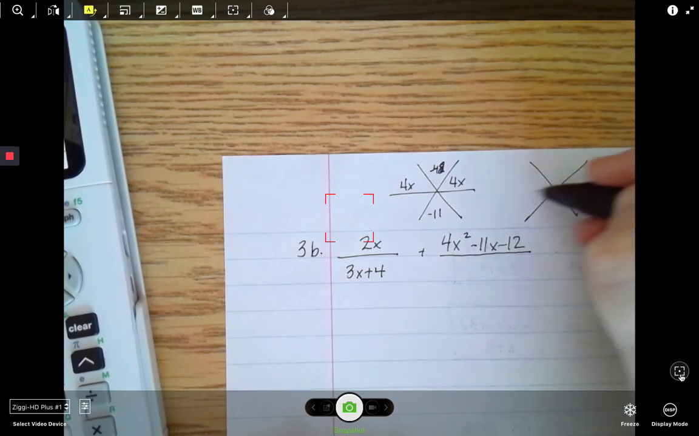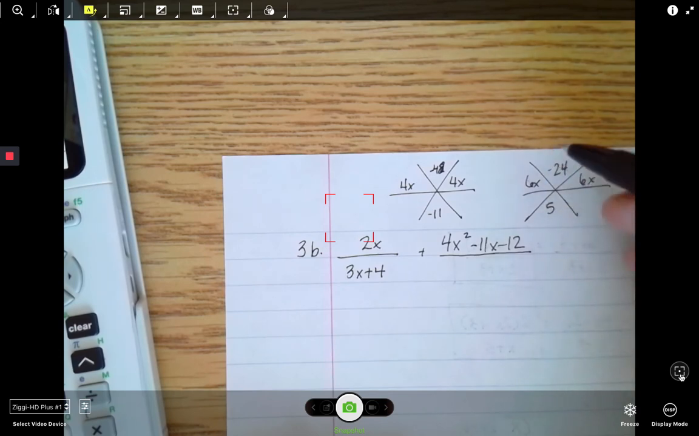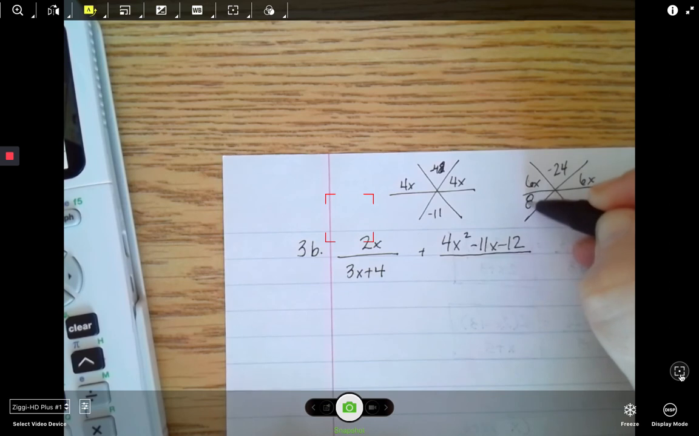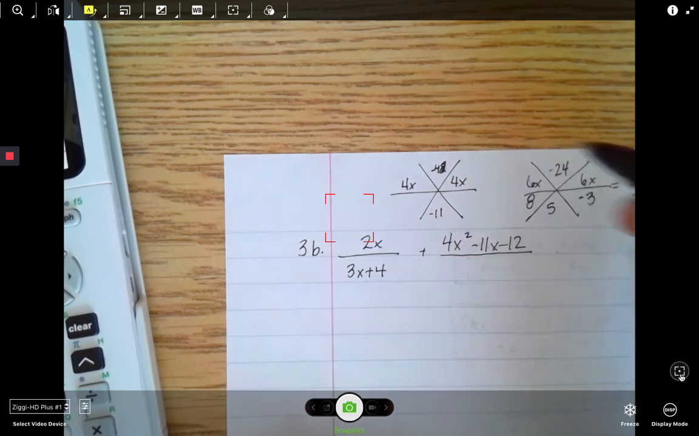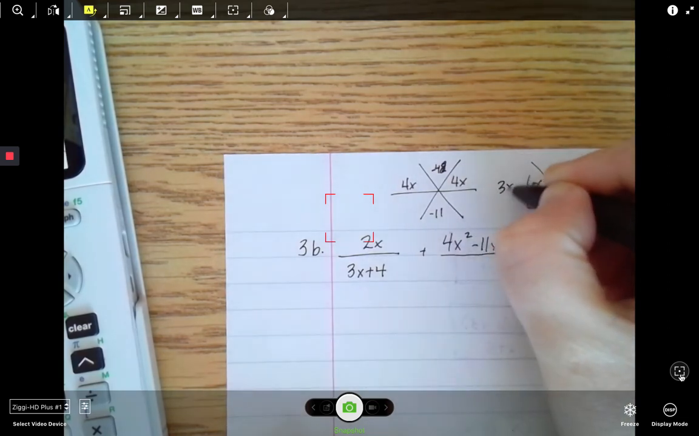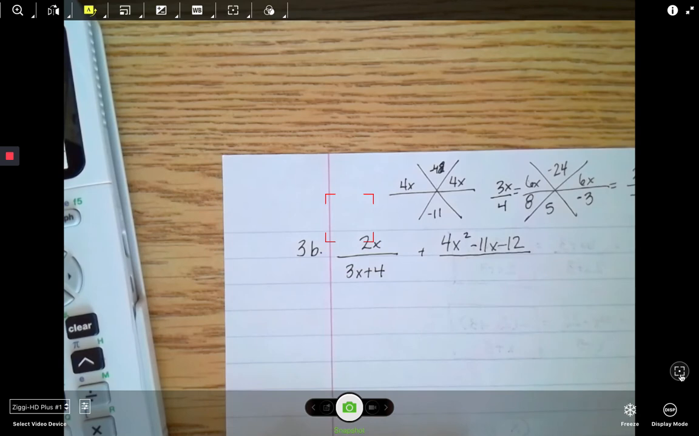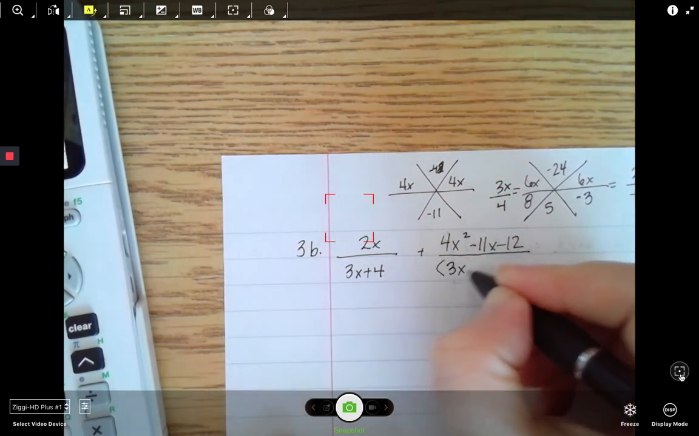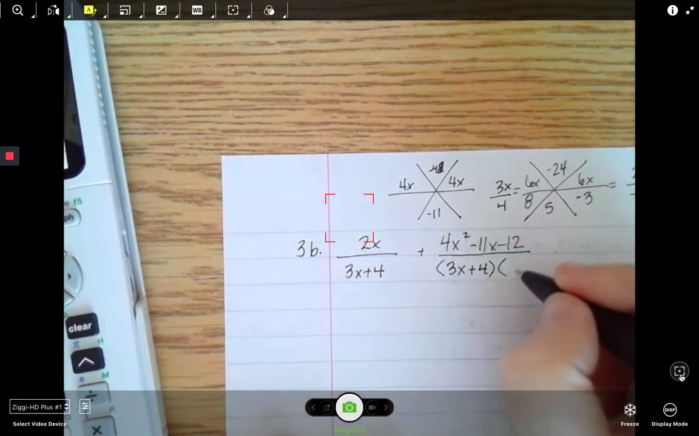Let's see if the bottom can be factored. Need something that will multiply to give me a negative 24, but add to give me a positive 5. And that was 8 and negative 3. This simplifies to 2x over negative 1. And this simplified to 3x over 4. So that means my two factors are 3x plus 4 times 2x minus 1.